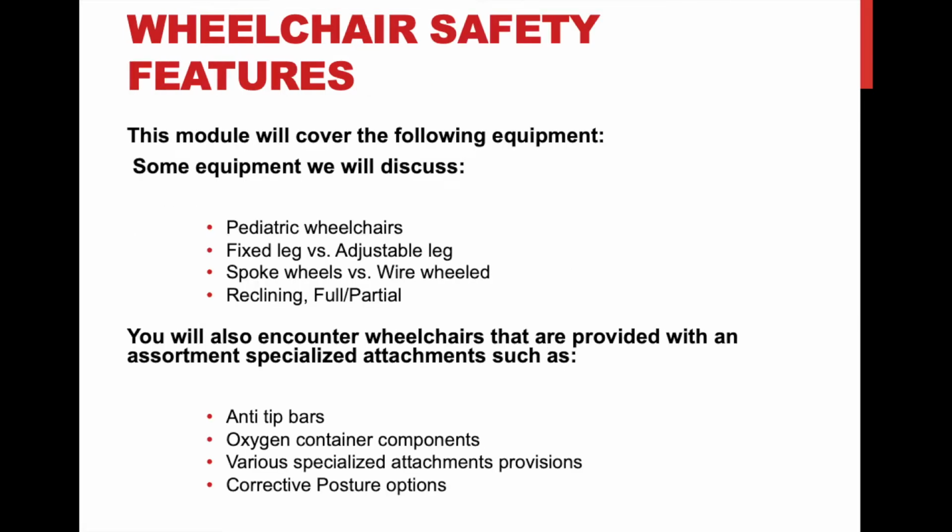So this afternoon, we're talking about wheelchair safety features. There are a multitude of wheelchairs. A lot of this is going to be included in your student workbook. This module in particular is Module 3, and it's going to cover the following equipment: pediatric wheelchairs, fixed leg and adjustable leg wheelchairs, spoked wheels versus wired wheels, and reclining full and partial wheelchairs. You're also going to encounter wheelchairs that have the following equipment: anti-tip bars, oxygen container components, various specialized attachments and provisions, and corrective posture options.